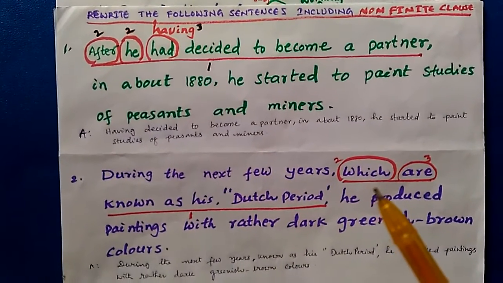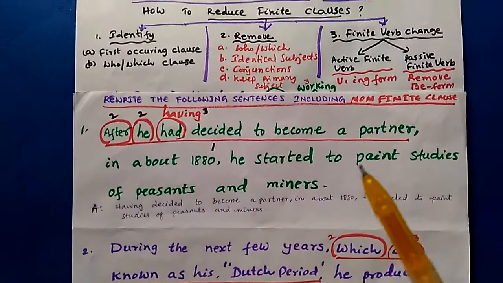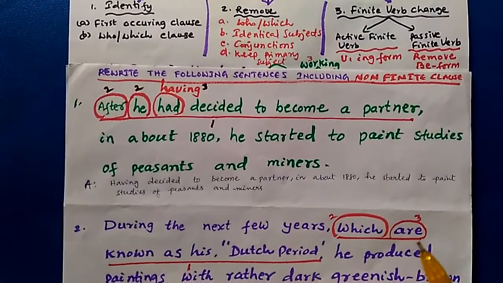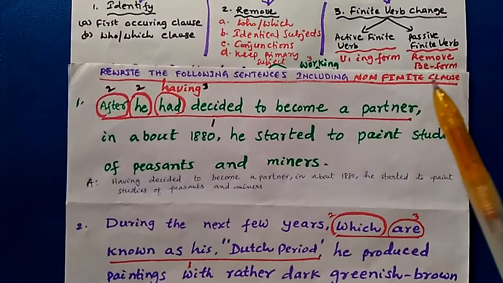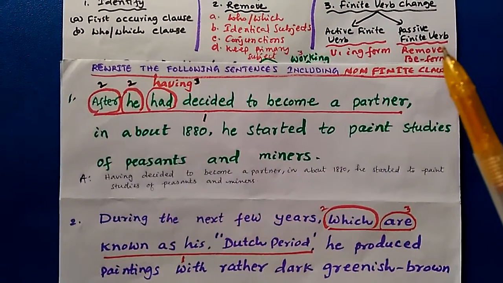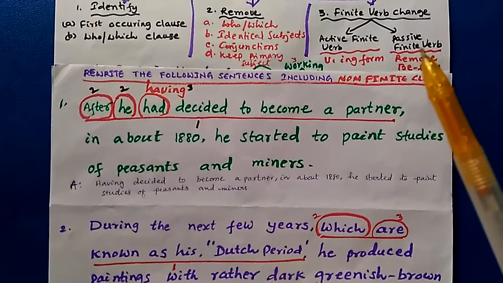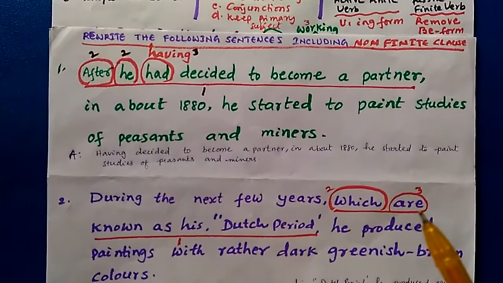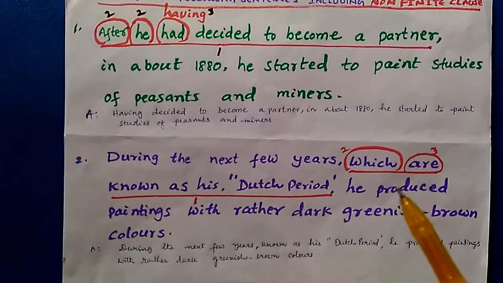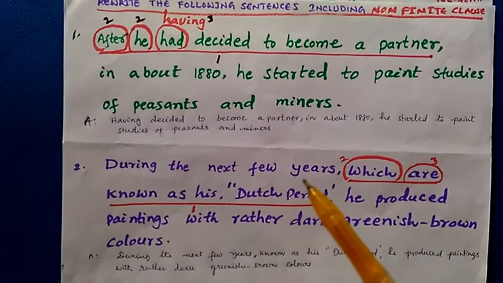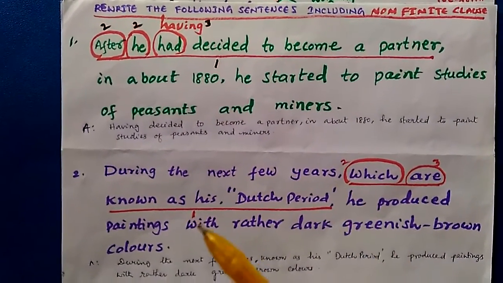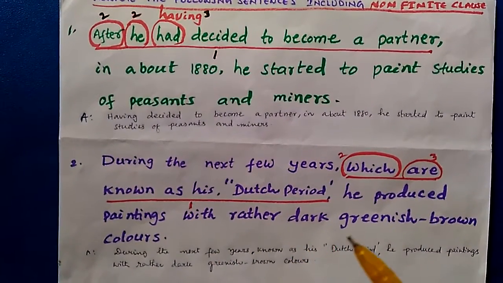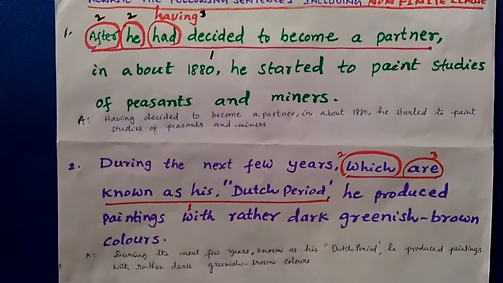This is rule number 2. And the third one is verb change. Here the verb is in passive form. Are known is the passive form. So whenever the verb is a passive finite verb, we have to remove the be form. So here the be form is removed. By doing these changes, we get the answer. During the next few years, known as his Dutch period, he produced paintings with rather dark greenish brown colors will be the right answer.